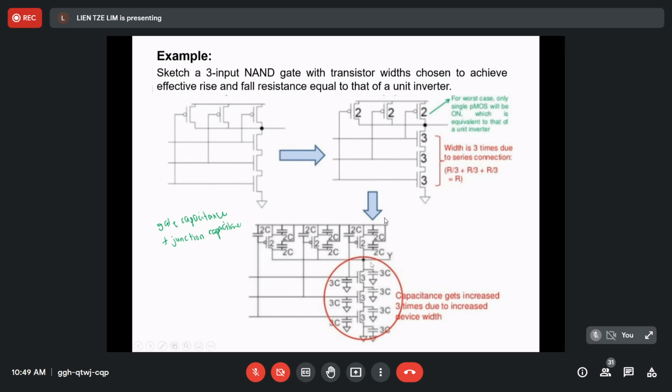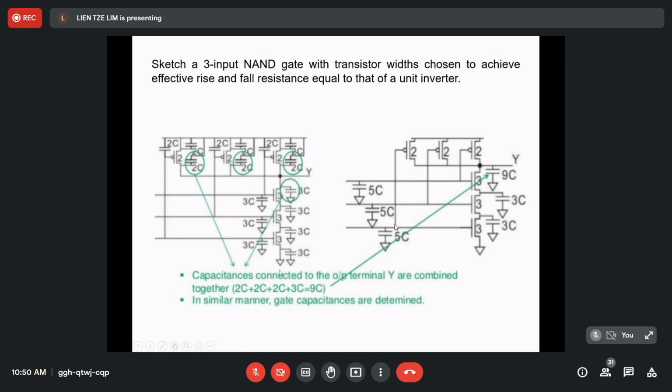Now, to determine the capacitance, you see here each of the capacitances is multiplied with the width of the transistors. The width of the transistor for PMOS is 2, so all the capacitance here are multiplied by 2. For the NMOS, the width is 3, so all capacitance is multiplied by 3. After we state all the capacitance, we can simplify this diagram into this diagram.